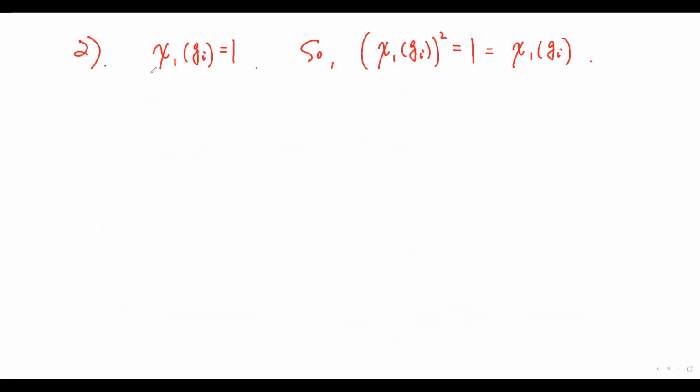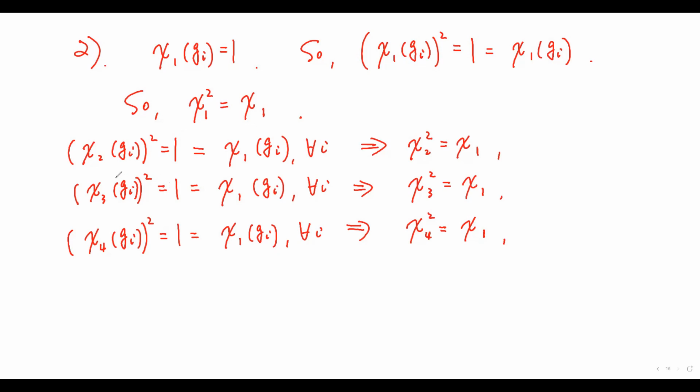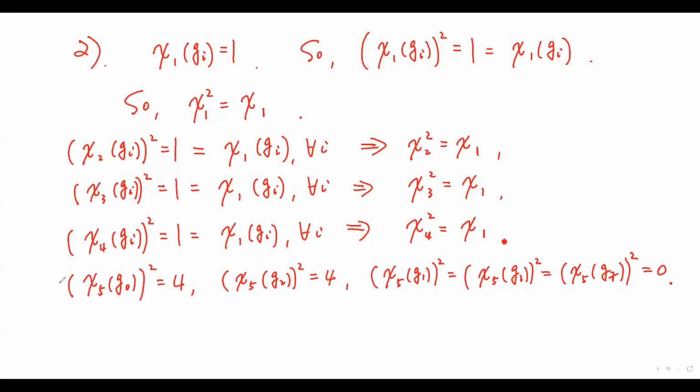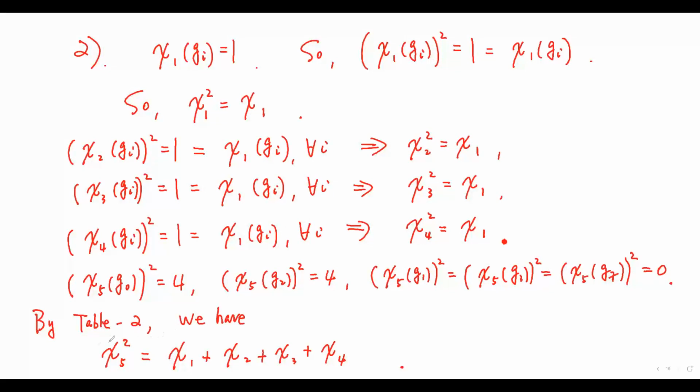Question 2. From the table, we have this one. This one implies χ1 squared equals χ1. From the table, we get those. Those lead to χ2 squared equals χ1. χ3 squared equals χ1. χ4 squared equals χ1. From the table, we have these values. So from the table, we get χ5 squared equals χ1 plus χ2 plus χ3 plus χ4.